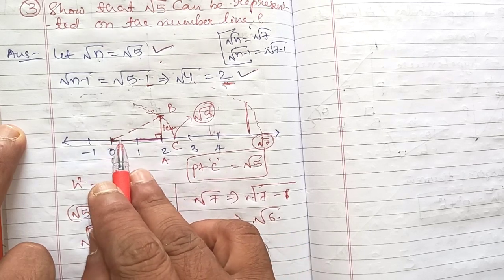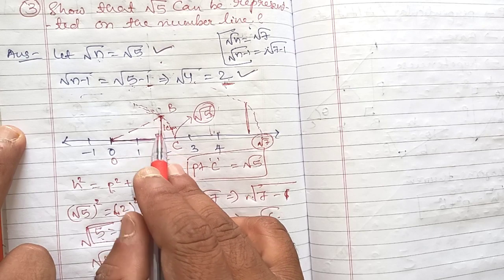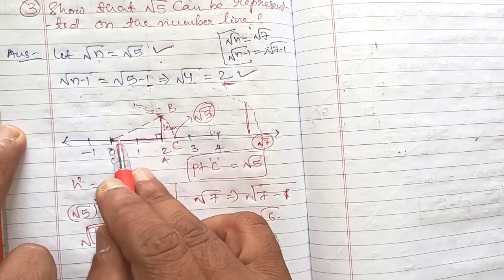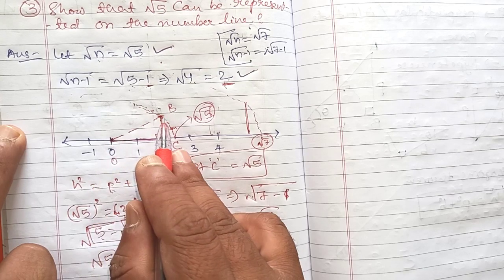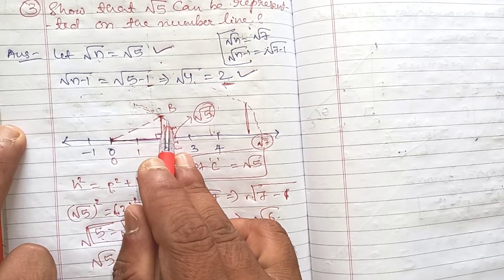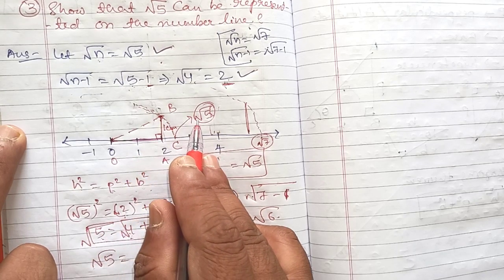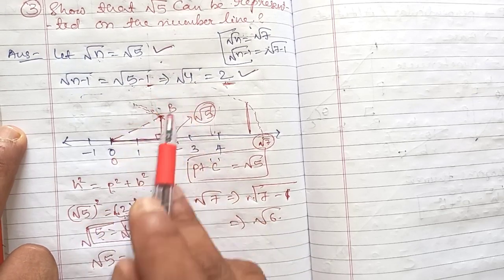That means you draw a line of 2 centimeter, you draw a perpendicular line of 1 centimeter, perpendicular means 90 degrees, join OB, keep the compass pointer here, keep the pencil here and draw a small arc. It should be touching the number line. That touching point will be your root 5, or the square root number which is given in the question.